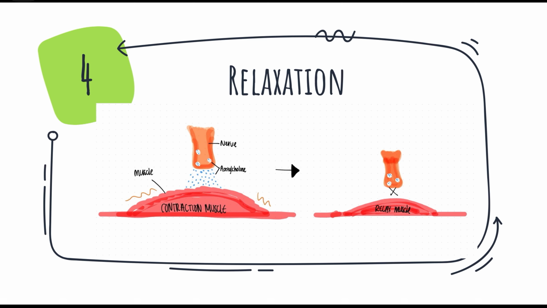Relaxation. When the nerve signal stops, acetylcholine is broken down by an enzyme called acetylcholinesterase. Calcium ions are pumped back into the sarcoplasmic reticulum. Without calcium, troponin and tropomyosin return to their original position, covering the binding sites on actin. As a result, the muscle stops contracting and relaxes.